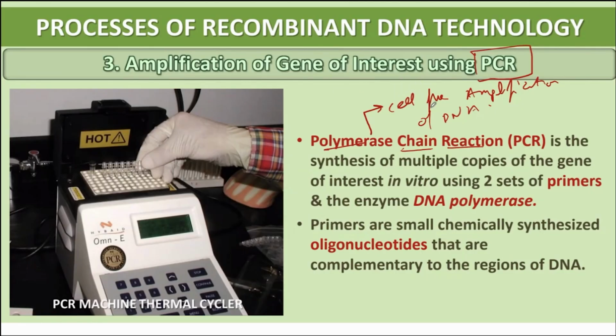So this is cell-free because there are no cells here. And this machine is the one that is used to do PCR, and it is called a thermal cycler. With this process, we can get multiple copies of the gene of interest in vitro using two sets of primers and the enzyme DNA polymerase. This is a very important technique, so let me write the name of the technique: PCR, polymerase chain reaction.